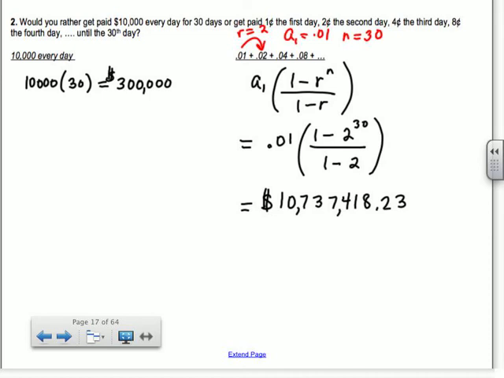Okay, so question. Would you rather get paid $10,000 every day for 30 days, or get paid 1 cent the first day, 2 cents the second day, 4 cents the third day, 8 cents the fourth day, and so on until the 30th day? I just made this up, so I know you've seen things similar to this, but they could be close.